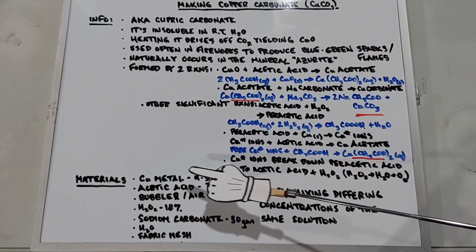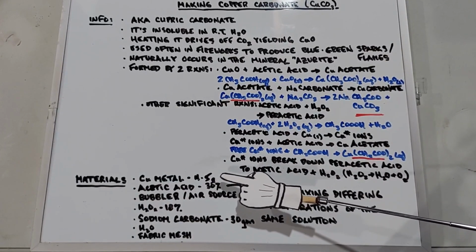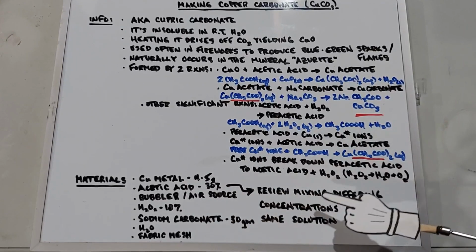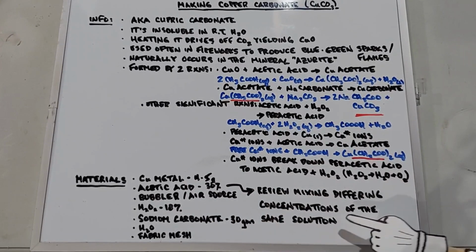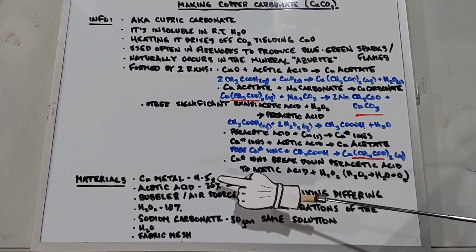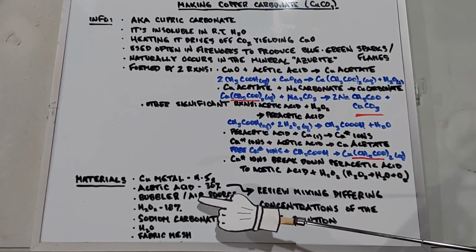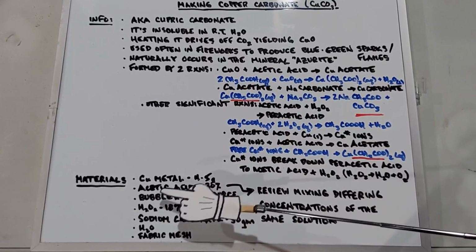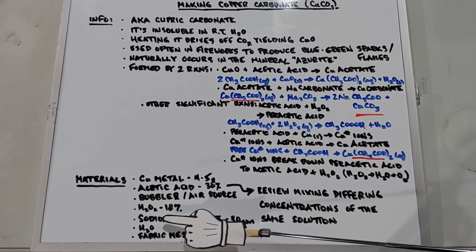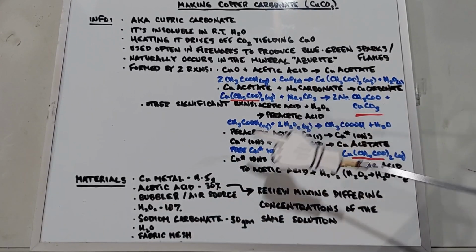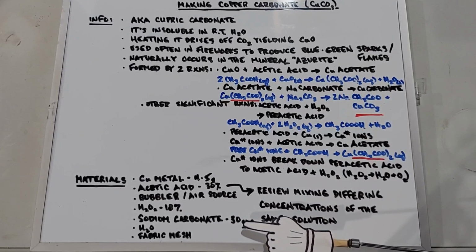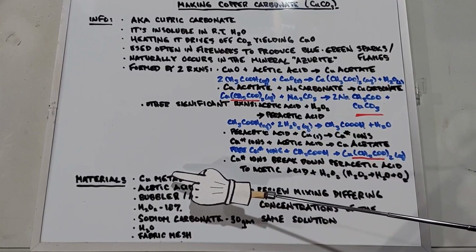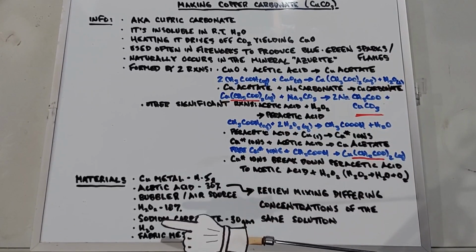For our materials, we need copper metal around 4 to 5 grams, not very much. We need acetic acid, 30%. And I'm going to review mixing different concentrations of the same solution as to how I came up with that. We need a bubbler to produce air, to produce our copper oxide up here. We need hydrogen peroxide. I happen to have 18%. We need sodium carbonate for the last part of the reaction here, and that'll be around 30 grams. Of course, we need water, and we need a fabric mesh to hold the copper metal above the bubbler so that the air can actually get to the copper metal.